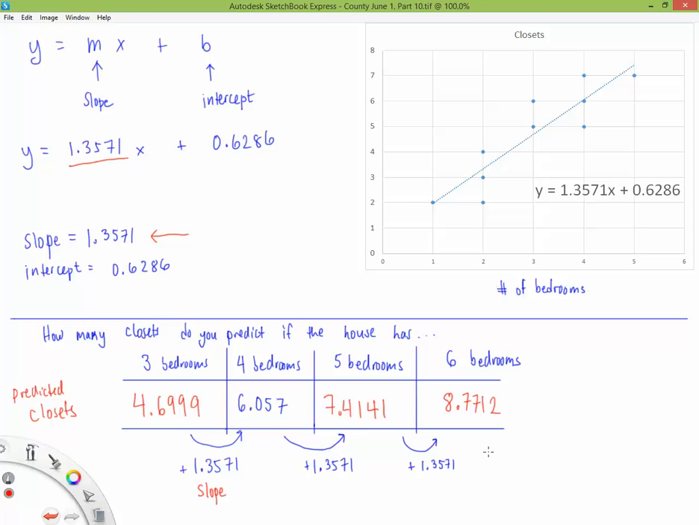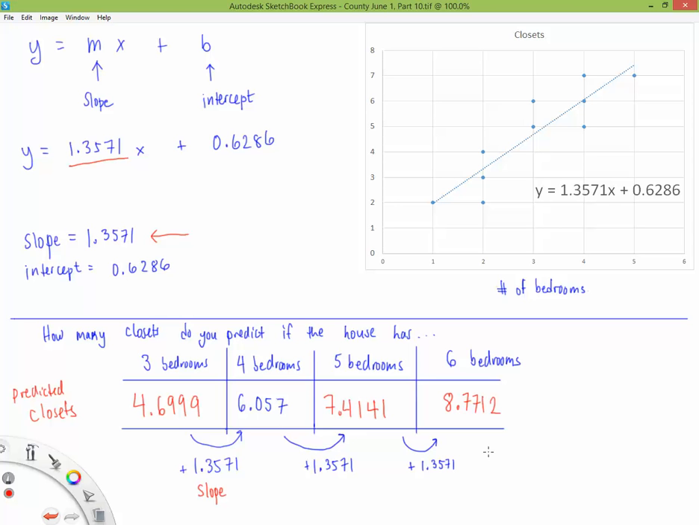So this is a tough concept, but I want you to take a minute and see if you can try to explain what's happening here to someone else. What would you say? It's the same, okay? Each time our prediction for the number of closets goes up by 1.3571, which is the amount of our slope, if we do what to the number of bedrooms? If we add 1 bedroom, okay?